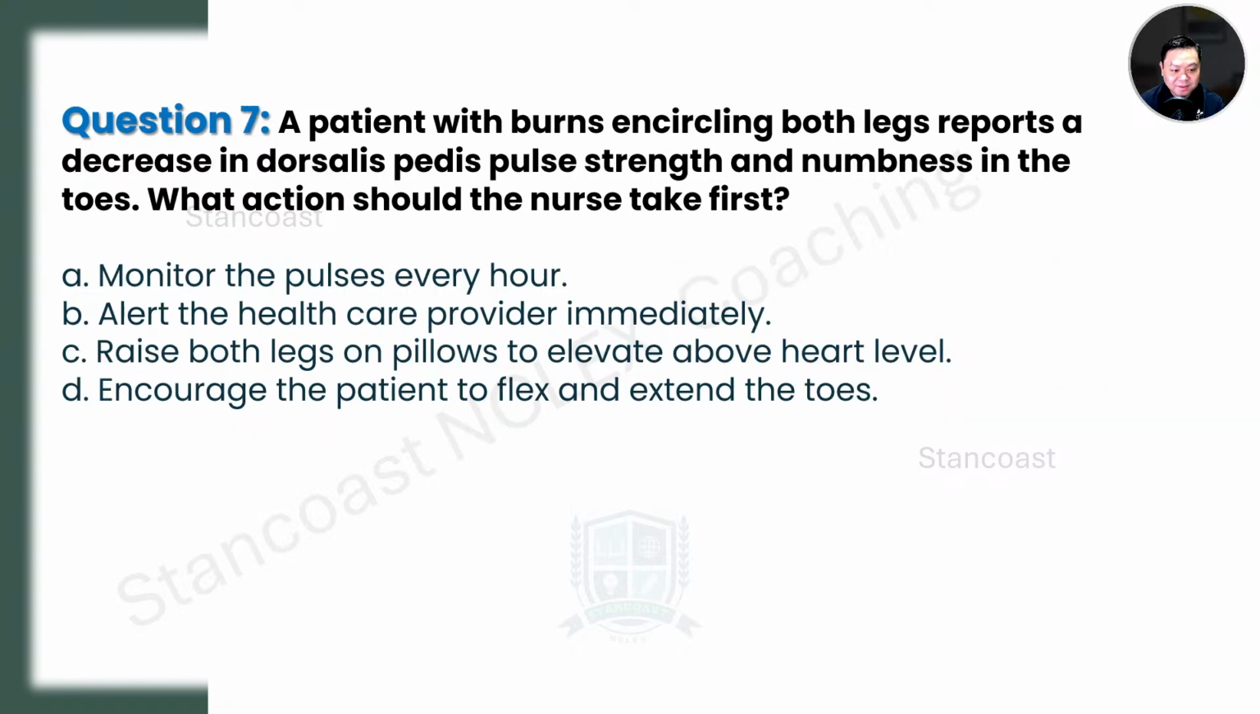Let's have number 7. A patient with burns encircling both legs reports a decrease in dorsalis pedis pulse strength and numbness in the toes. What action should the nurse take first? A, monitor the pulses every hour. B, alert the healthcare provider immediately. C, raise both legs on pillows to elevate above heart level. And D, encourage the patient to flex and extend the toes. What is your answer this time?